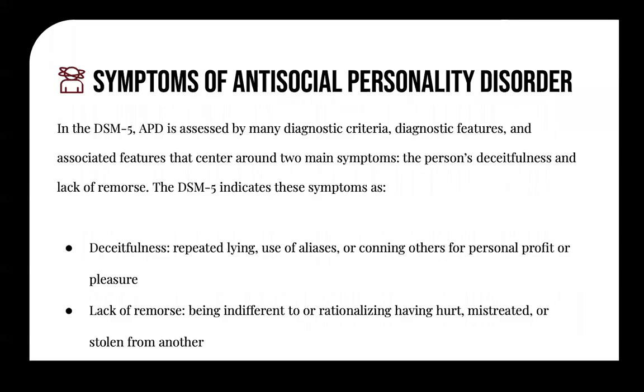So what are the symptoms? In the DSM-5, APD is assessed by many diagnostic criteria, features, and associated features that center around two main symptoms: the person's deceitfulness and a lack of remorse. Deceitfulness is repeated lying, use of aliases, or conning others for personal profit or pleasure, and lack of remorse is being indifferent to or rationalizing having hurt, mistreated, or stolen from another.